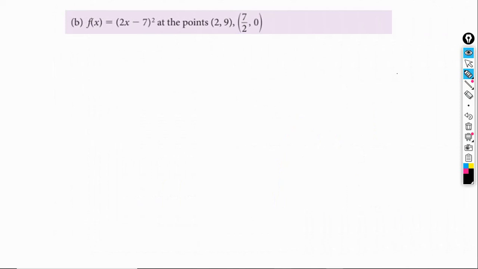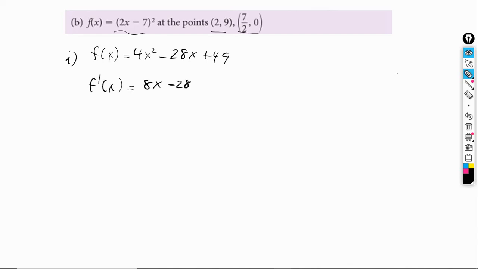Okay, so next we have letter B, f of x equals (2x minus 7) squared at the points (2, 9) and (7/2, 0). So this is the same as before. First, they want us to find the derivative. To find the derivative, we will have to expand f of x. So we know that f of x is actually the same as 4x squared minus 28x plus 49. Therefore, the derivative of f of x will be 8x minus 28.